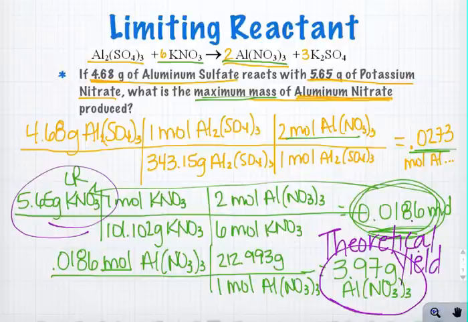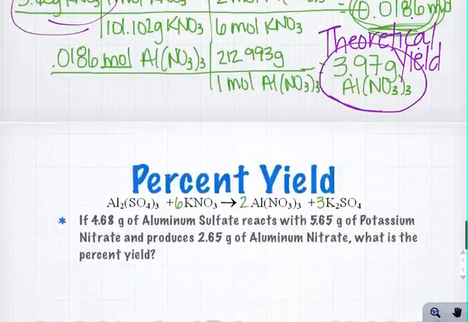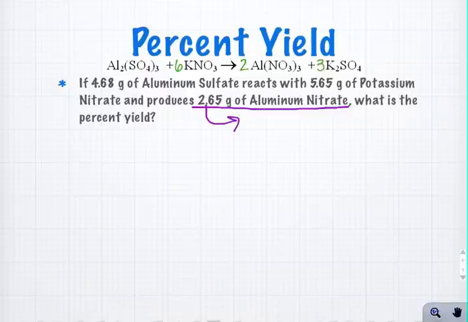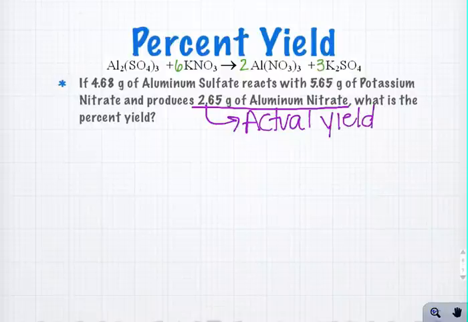So when you are doing stoichiometry, what you are calculating is the theoretical yield. Well, what you actually get in a lab is the actual yield. So let's say we do this experiment and we only got 2.65 grams. So this is what we actually got in the lab, so it's called the actual yield. Very creatively named, I know.